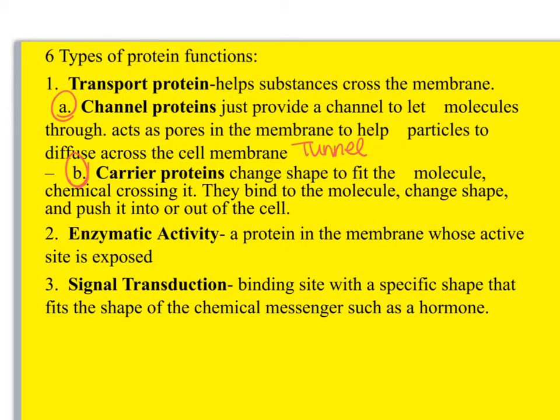Then you have a carrier protein. Like I showed you before, you don't see pictures of it as often, and they change shape in order to fit that molecule to help it cross over the cell membrane. So it's going to bind to it, change shape, and then push it in or out of the cell. That's kind of the thing you usually would see, is change shape. Either way, both channel and carrier proteins are going to help transport things across the cell membrane.